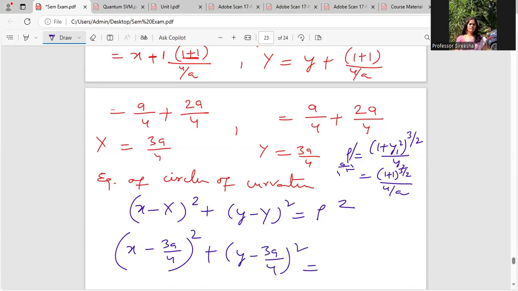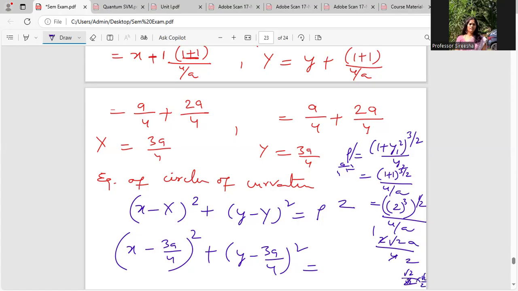Rho would be something like 2 whole power 3 by 2. 2 cube whole power 1 by 2 into 4 by a. Of course, a comes to the numerator because it's in the denominator, right? So 8 root would be 2 root 2 by 2 root 2a by 4. So root 2 by root 2, I can rationalize. Root 2 by 2, I can rationalize.